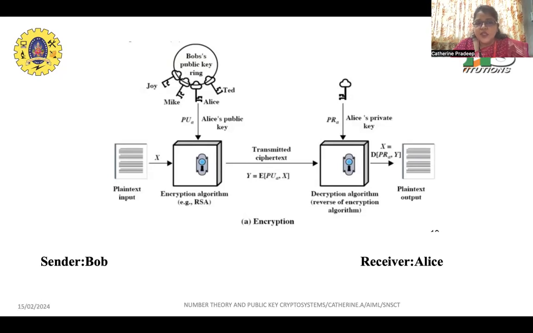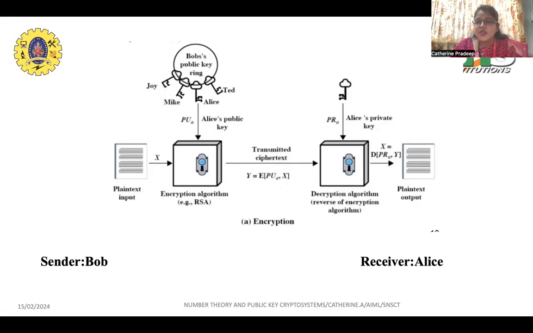So now he wants to send a message to Alice. What he does is he takes Alice's public key from this public keyring and encrypts the message X. So when you encrypt a message, obviously you will get a ciphertext Y. How did you get ciphertext Y? With the encryption using Alice's public key and the plain text. So this encrypted message, the ciphertext, goes to the receiving side, that is Alice.